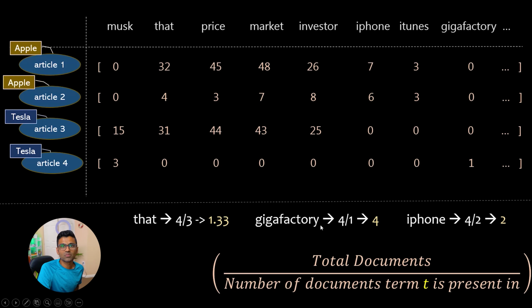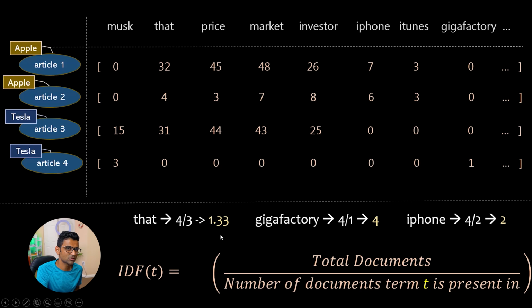Total number of documents are 4. Gigafactory appeared in only 1 document, so this number is 4. So now see, when the term appears in fewer documents, the score you are getting is higher. See, this 4 is higher than 1.33. And this is called IDF, inverse document frequency.